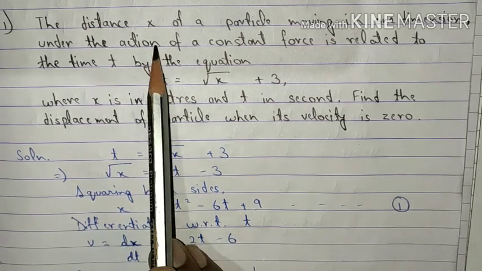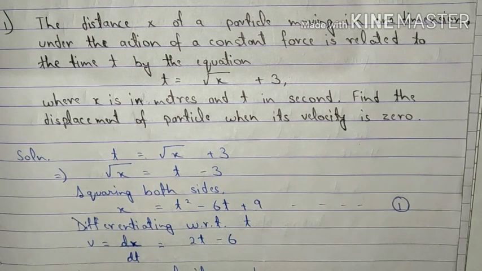The distance x of a particle moving in one dimension under the action of a constant force is related to time t by the equation t is equal to under root x plus 3, where x is in meters and t is in seconds. Find the displacement of the particle when its velocity is 0.